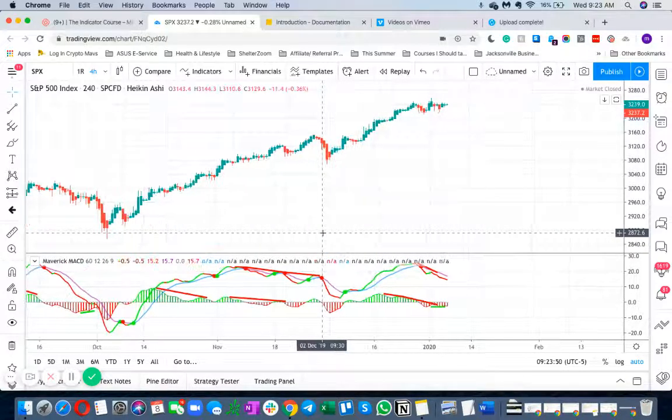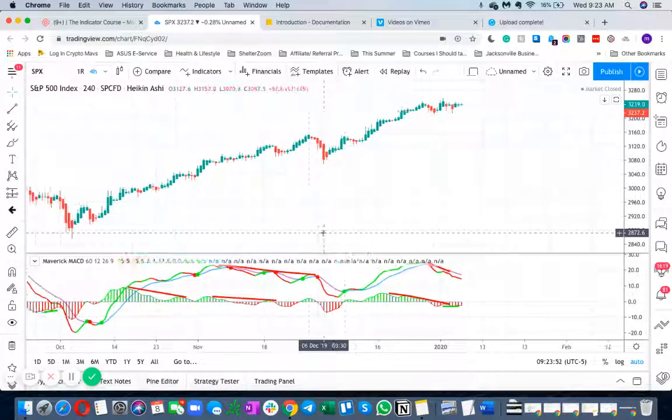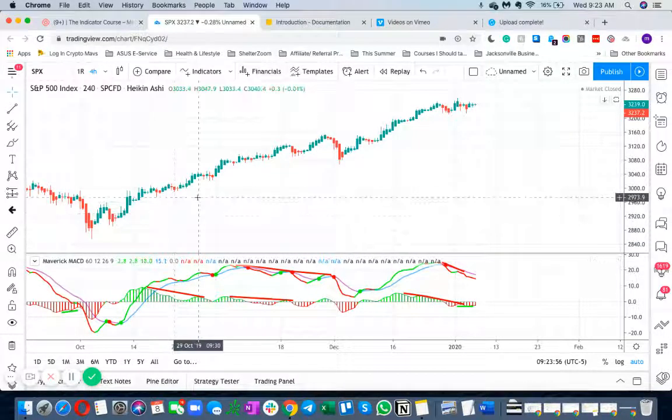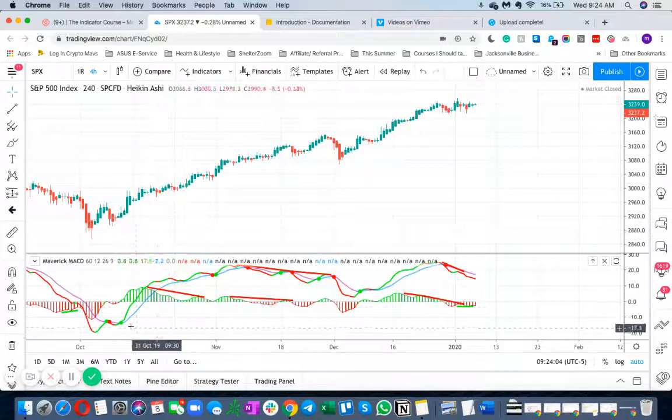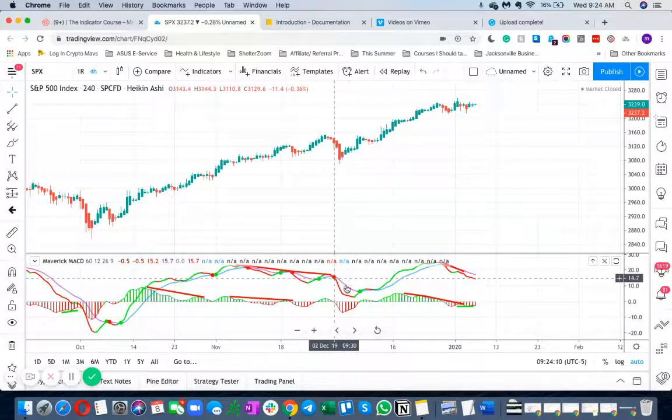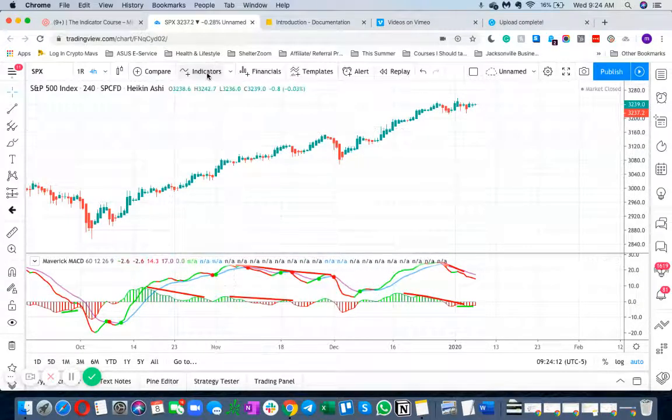So this indicator is really a beefed up version of the normal MACD. It's doing several things that really take it to the next level in terms of functionality. We can see we have these green and red dots, and all that's doing is showing us where the MACD line is crossing over the signal line.